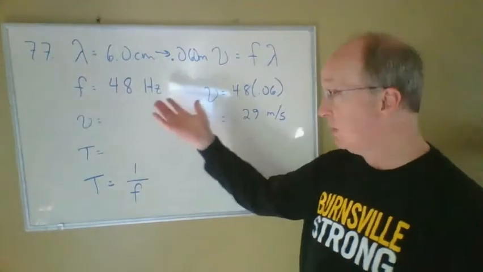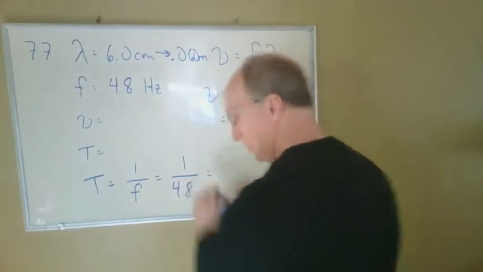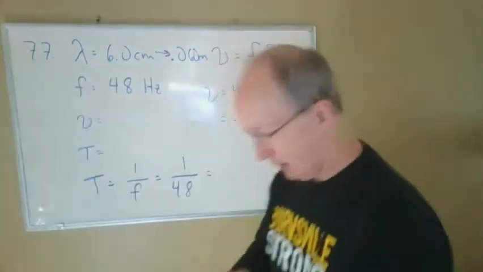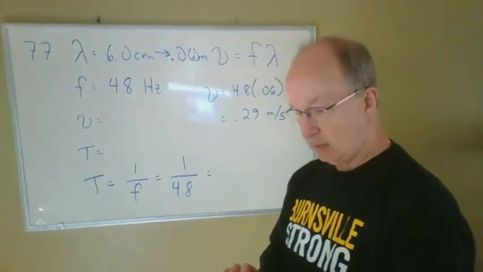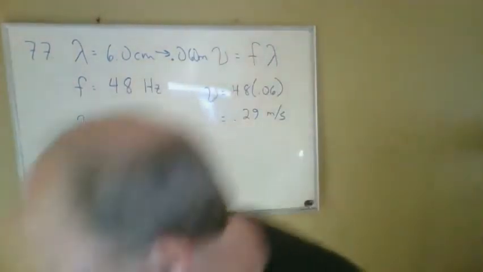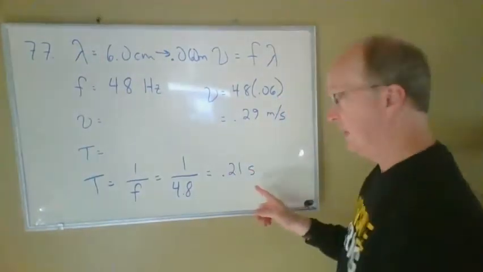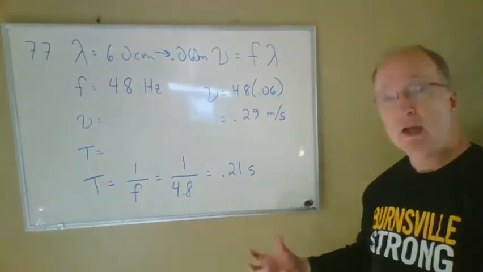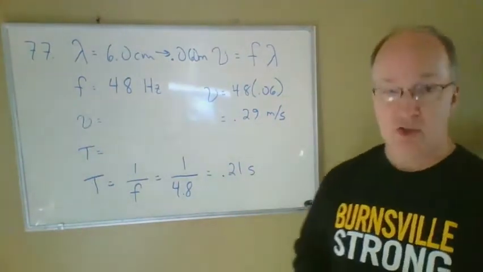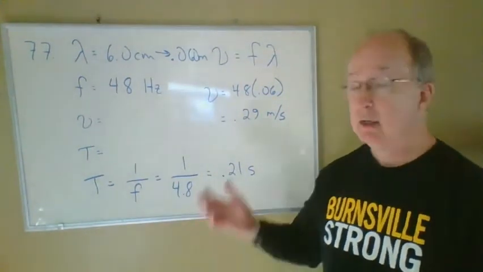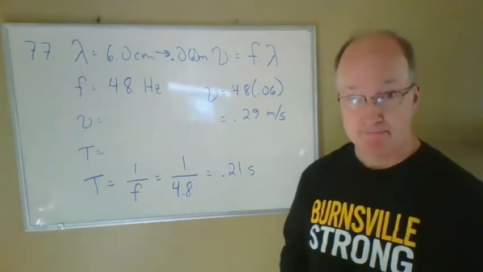Well, in this case, that's easy because we know the frequency. So it's 1 divided by 4.8. So again, handy dandy calculator. 1 divided by 4.8 equals, and I get to two significant digits, 0.21 seconds. And period is a time. It's the time for one complete cycle. In this case, 0.21 seconds. All right. So that's how we calculate the speed and the period in problem number 77.